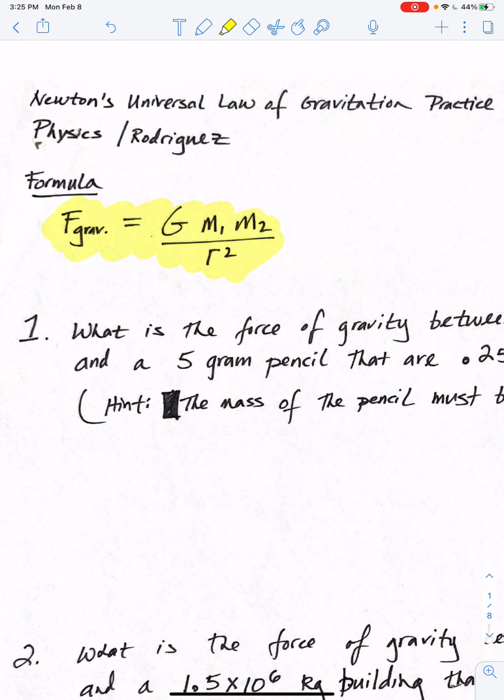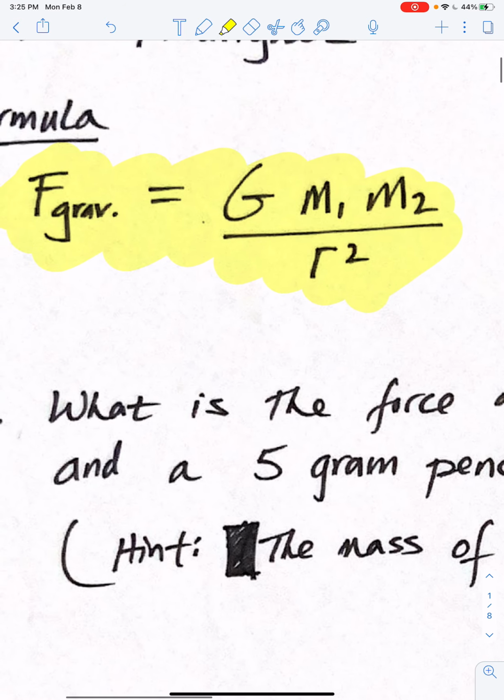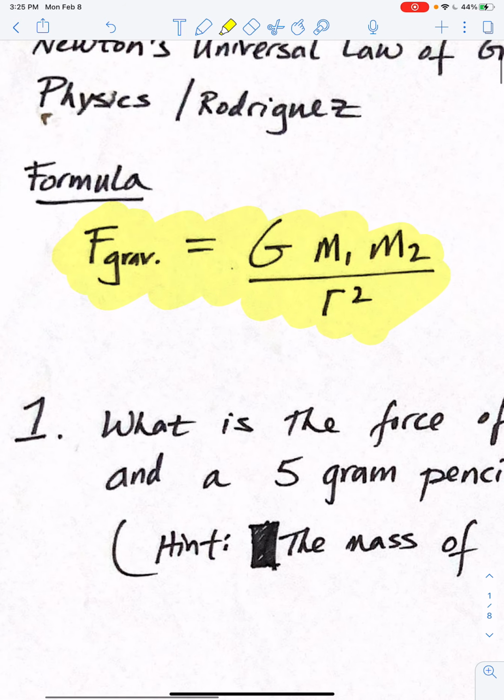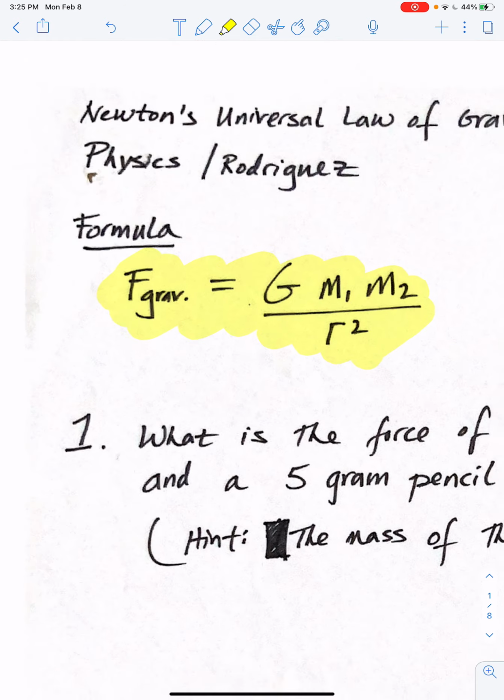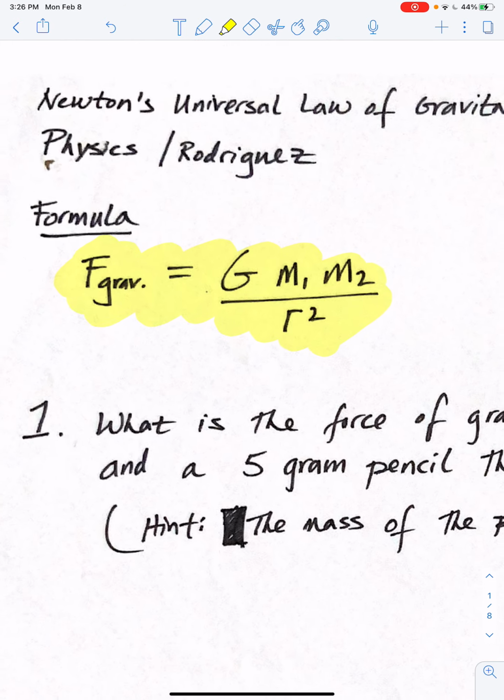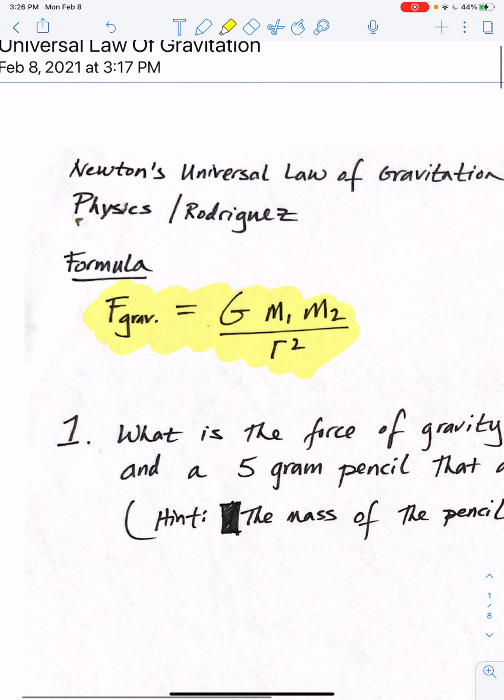What it says is that planets aren't special in their ability to generate a gravitational force, meaning that any object can generate a gravitational force. So a marker sitting on a desk creates a gravitational field around it. I am creating a gravitational field around me. The school is creating a gravitational field around it. The desk has its own gravitational field.